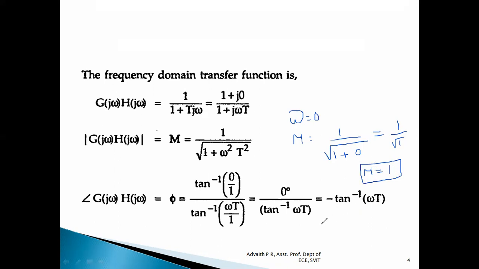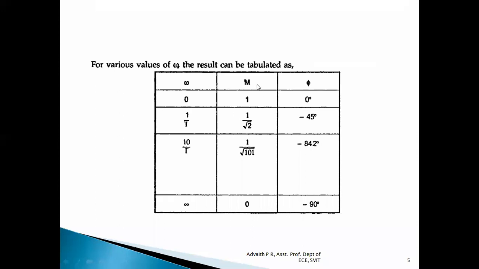Similarly, for phase angle, we already know the formula which we have got, minus tan inverse of omega t. So in place of omega, substitute 0. Phi is equal to tan inverse of 0. We already know that tan inverse of 0 is always 0. So phi will be equal to 0. So when omega is equal to 0, magnitude is 1 and phi value is 0. The same thing is written in this table over here. So when omega is equal to 0, magnitude is equal to 1, phi value is equal to 0.